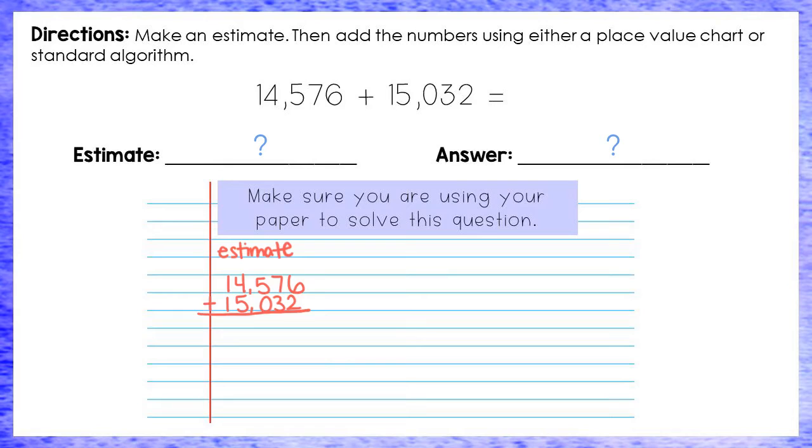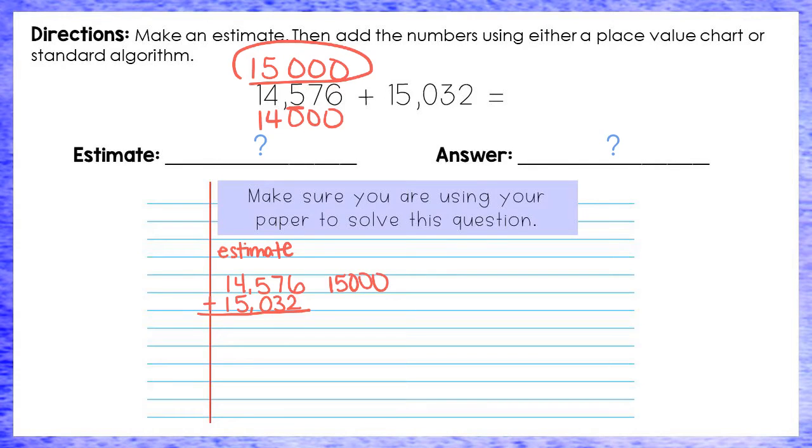But that's not an estimate. So I need to make an estimate. I'm going to round each of these numbers to the nearest 1,000 because I can see that they both have 1. So I have to look at this and say, is 14,576 closer to 14,000? Or is it closer to 15,000? Well, we know if there's 500, it must round up to the next 1,000. So it's going to be closer to 15,000.